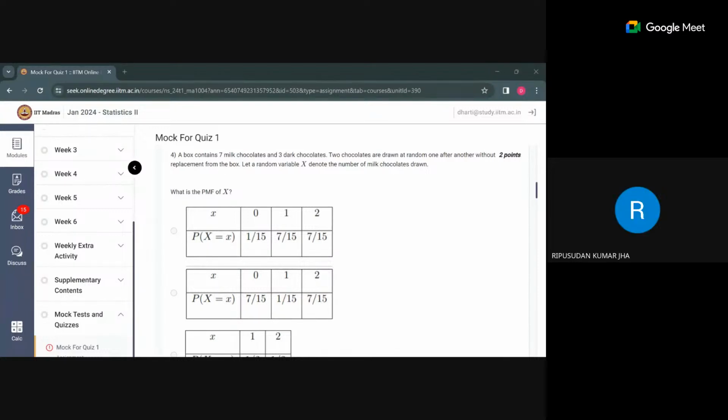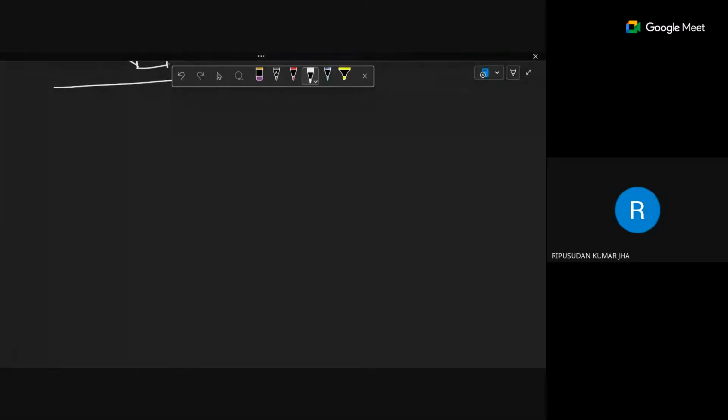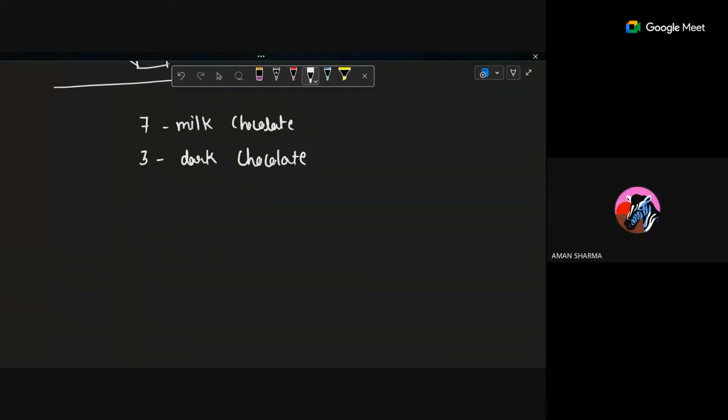Hypergeometric? How is it hypergeometric? No, it is a combination. Simple combination. I am solving by the hypergeometric formula, and the answer is correct. How did you claim that it's hypergeometric? Because it's dependent, there are 2 possible cases, and it is without replacement.